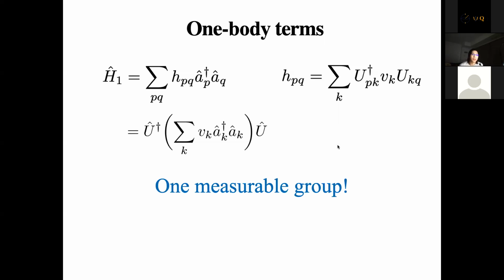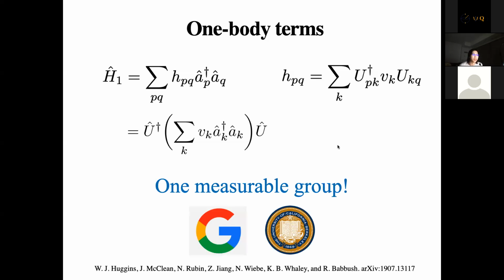And this is a nice idea that we got from our competitors, from Google and the Berkeley team. They're also addressing the measurement problem in the fermionic algebra, but our methods and their methods are different in how we deal with the two-body terms. So I won't get into how they deal with the two-body terms, but I will go on and talk about the Cartan subalgebra and how we deal with the two-body terms.